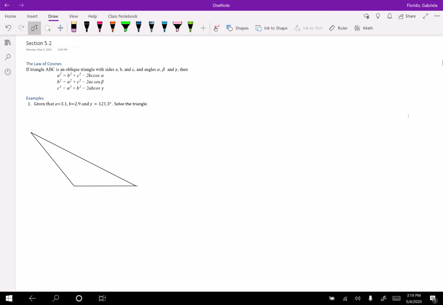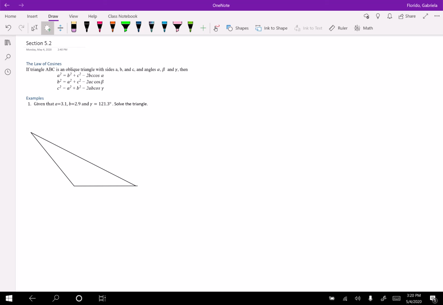Hopefully you can see there are a couple of little patterns there, and that can help you memorize these. For example, when we're solving for a, we're dealing with the angle alpha. When we're solving for b, we're dealing with the angle beta. And when we're solving for c, we're dealing with the angle gamma.